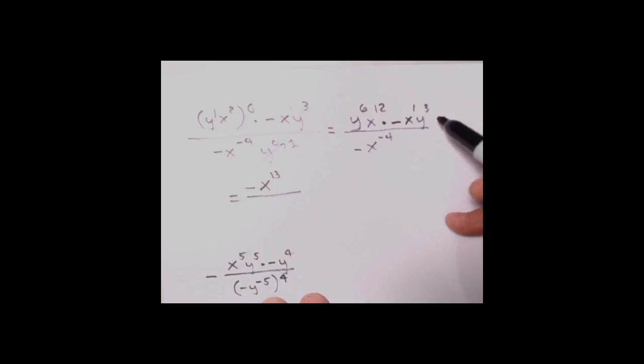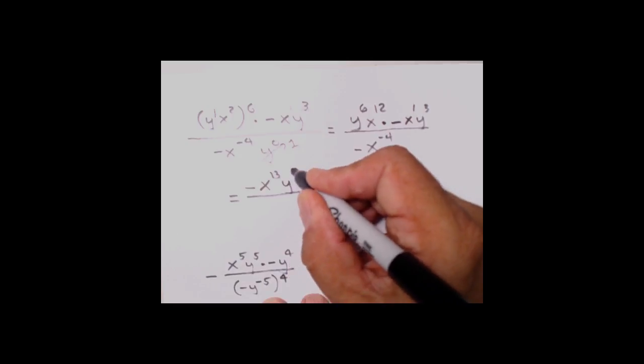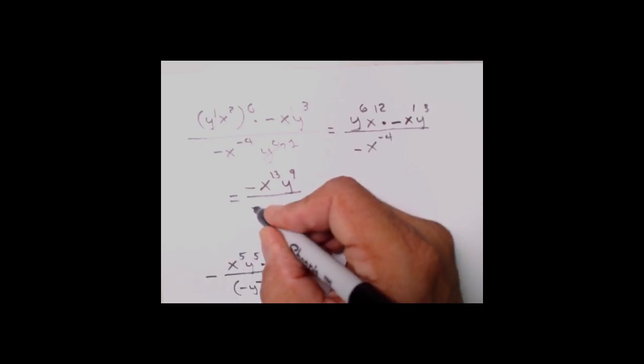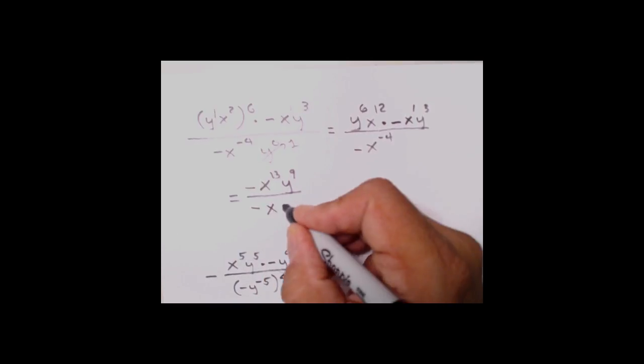Okay, how many y's do we have? Y to the 6 times y to the third. That looks like 9 of them. So y to the 9. Okay, downstairs we have a minus sign. And we got x to the negative 4.